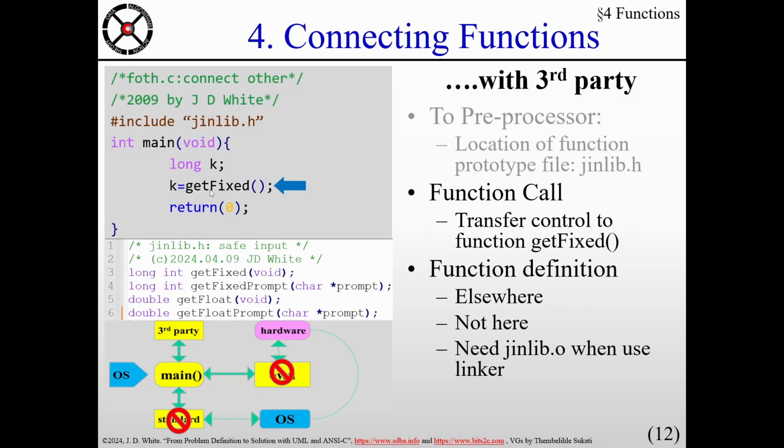Okay, we transfer getFixed, there's the function call statement. Now you will note that you don't see a function definition anywhere. It's going to be somewhere else, but not here. So you're going to need to include the definition when you link the function. In other words, it's going to be found somewhere in JInLive.o, which is an object file. Okay, so you're going to be able to look for that when we find there.